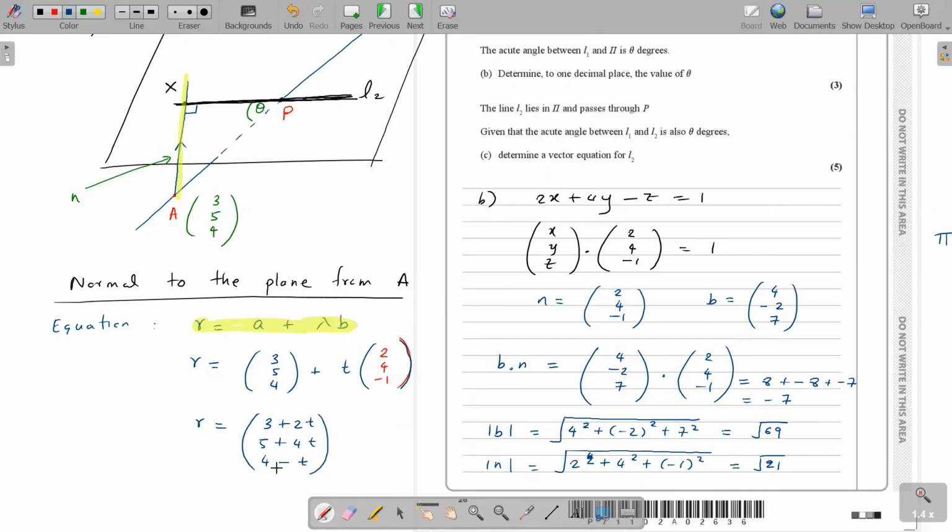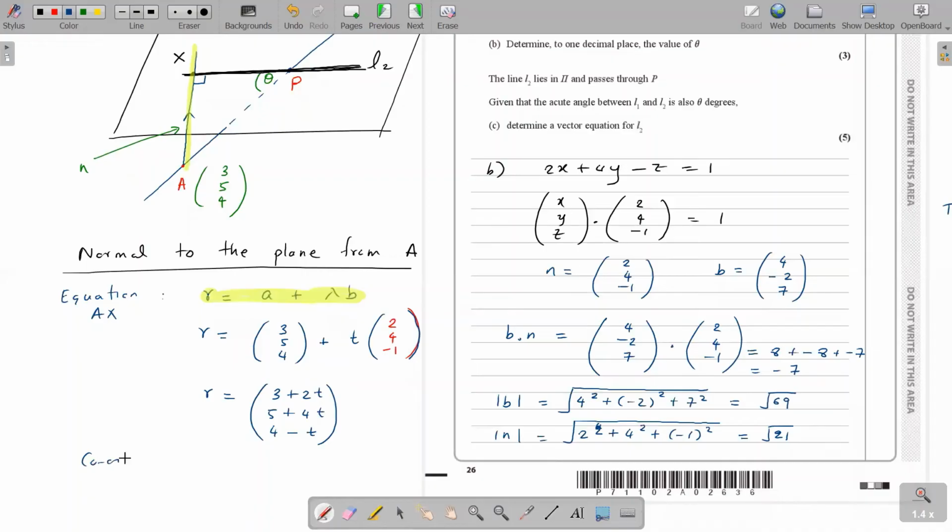So this is the equation, or the general coordinate, of any point on this yellow line, the normal to the plane, the line AX. Basically, the equation of AX is what I'm finding. Now, how do I find the coordinates of X?